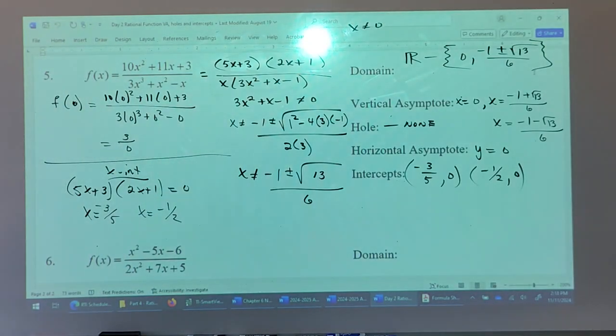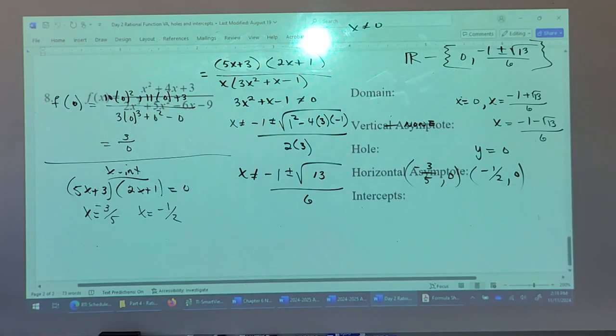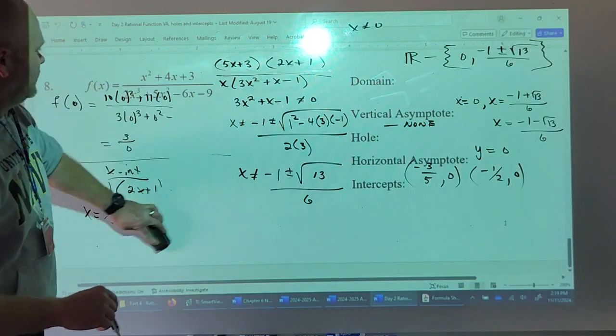Okay. I'm going to do one more example. I got about 10 minutes left in the school day, so hopefully we can squeeze it in. Okay, number 8 for this monstrosity.